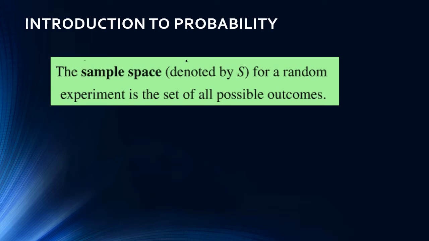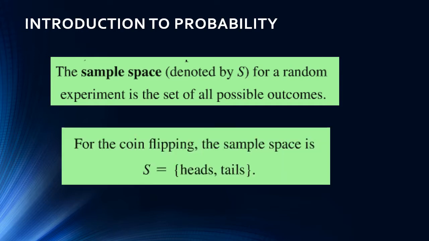The sample space, denoted by the capital letter S for a random experiment, is the set of all possible outcomes. For the coin flipping, the sample space would be S equals {heads, tails}. So notice this is set notation, listing all the possible outcomes from your experiment or trial.